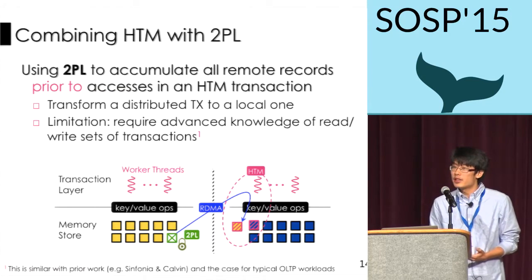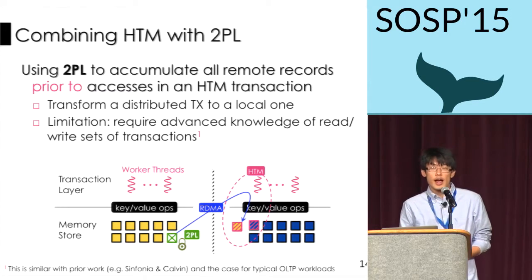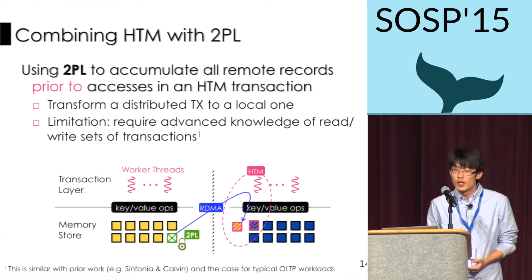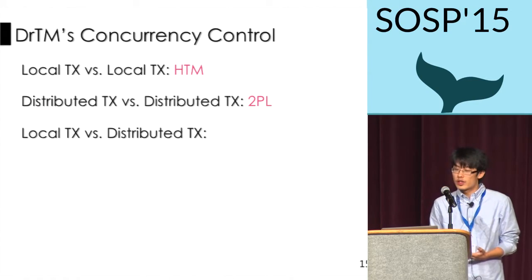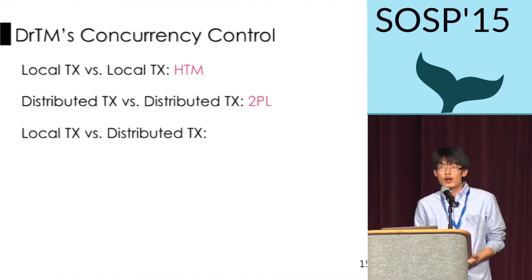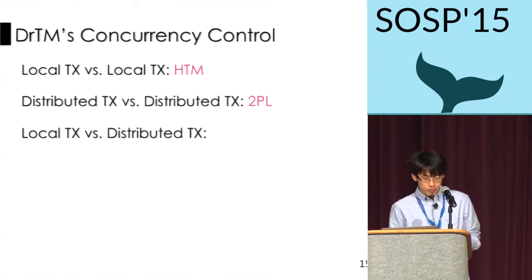So there's a limitation in our schema since we have to know the whole read-write state of each transaction in advance, similar to previous work. However, we found it holds for many online transactional processing workloads. So combined with two-phase locking, here is how concurrency control works in DrTM.